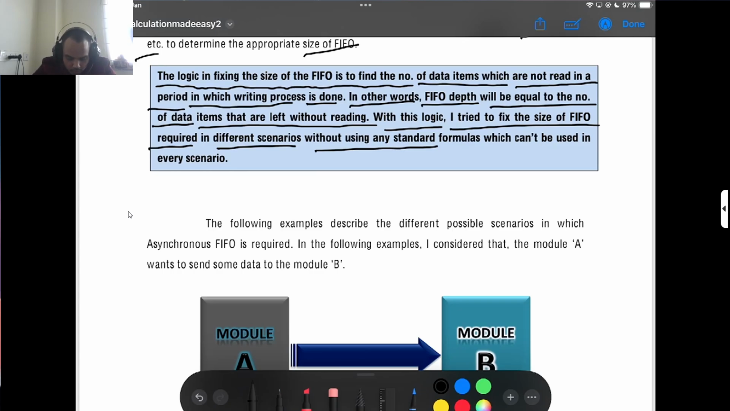So the logic in fixing the size of FIFO is to find the number of data items which are not read in a period in which the writing process is done. In other words, FIFO depth will be equal to the number of data items that are left without reading. With this logic, I tried to fix the size of FIFO required in different scenarios without using any standard, so formulas which can be used in every scenario.